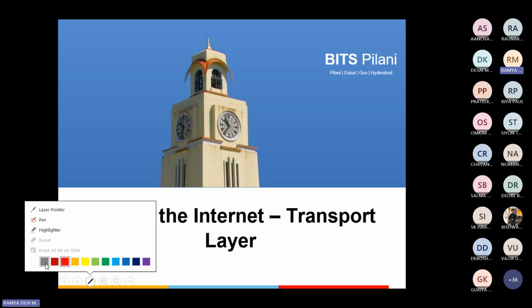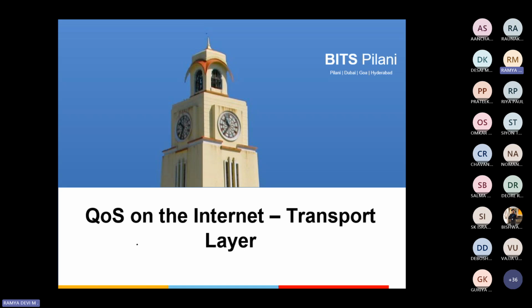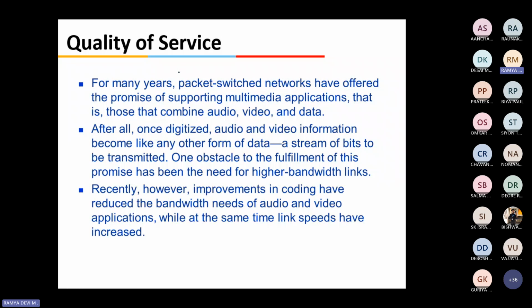Okay, now we see the quality of service provided on the internet. So how is the quality of service provided in the transport layer? For many years, packet switch networks have supported multimedia applications like audio, video, and data. Everything can be streamed. Once audio and video are digitized, they can be transmitted like data in the form of packets over the network. That is very easy.